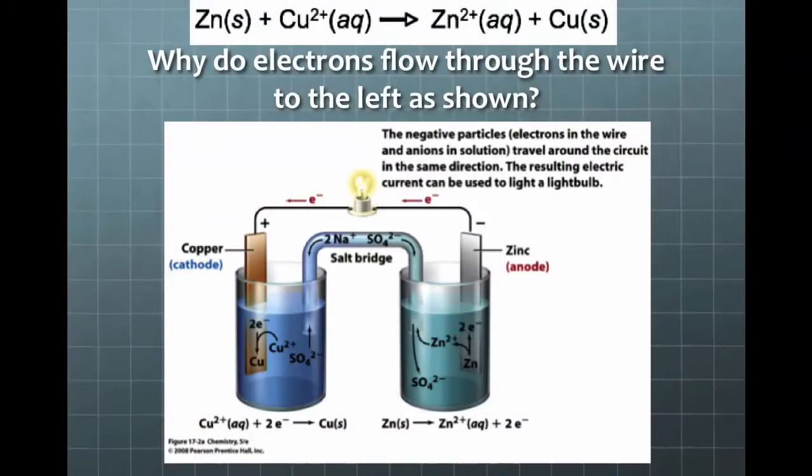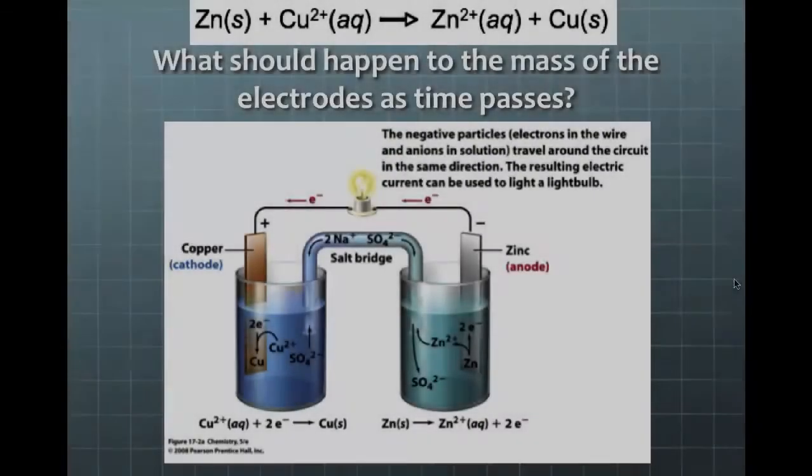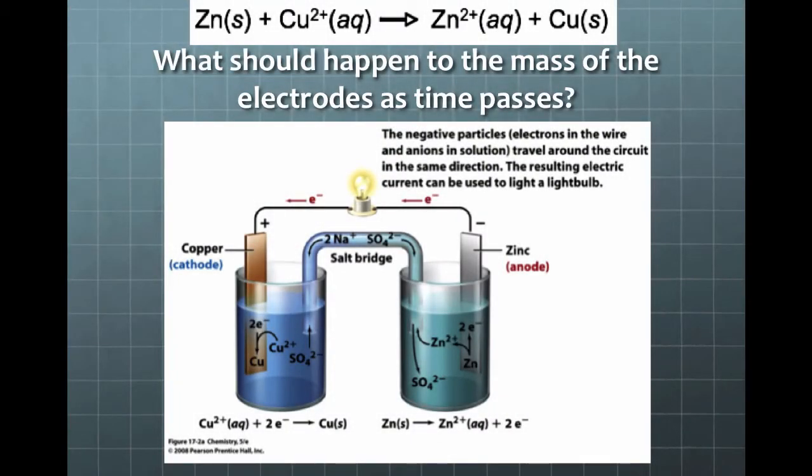Why do electrons flow through the wire to the left as shown? Remember, it's zinc that's donating electrons in this reaction, and it's donating them to copper, so it's the zinc that's giving up electrons, and the electrons have to flow away from the zinc, the anode, and towards the copper, the cathode.